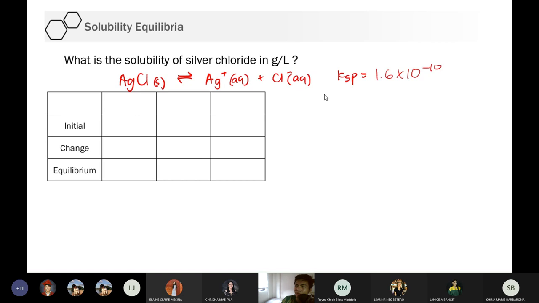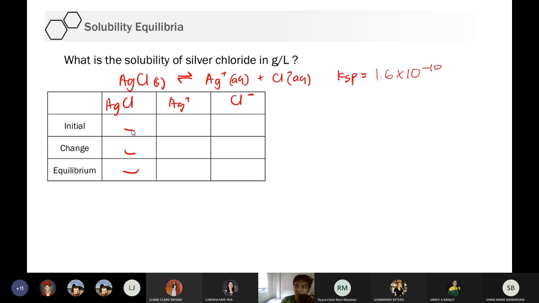Okay? So yan na, we have the Ksp, we have the equation, let's plug it into our ICE table. Okay? So yung AgCl lagay natin. Ag+ and then Cl-. Remember, sabi ko last time, 'di ba? Kapag solid or liquid, wag isusulat. So nilagay ko lang to para i-blank 'yon. Okay. So since solid to, that means this column is left blank, okay?